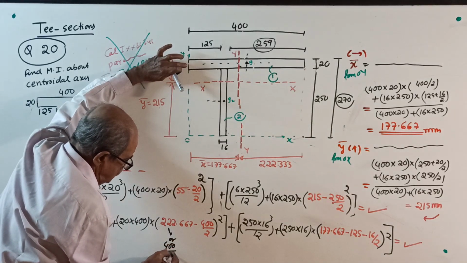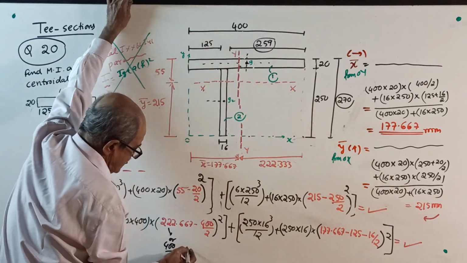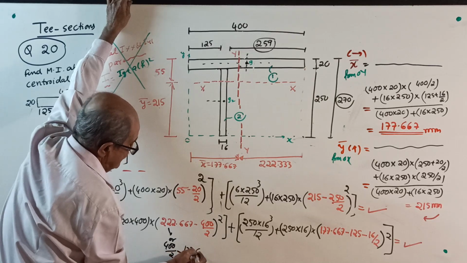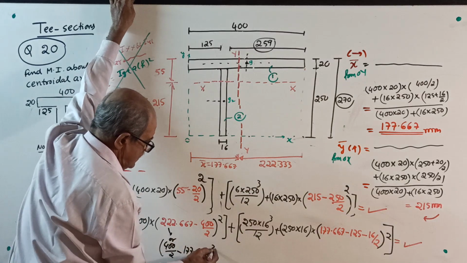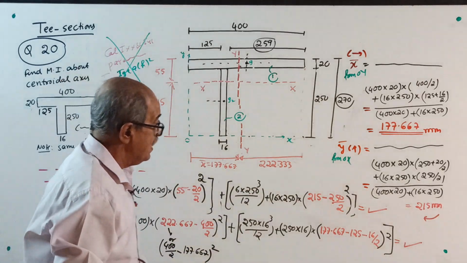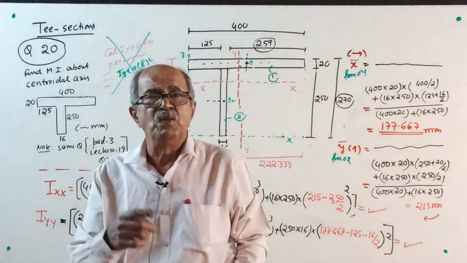400 by 2, from that subtract this distance, how much? 177.667, anything will do, that number squared. Okay, then I think I am going out of camera most probably. Today I enlarged the camera a little compared to earlier, slight enlargement. Okay, no problem. But I explained by words.